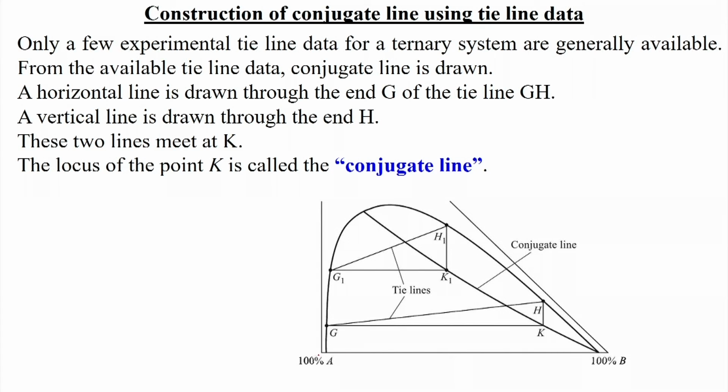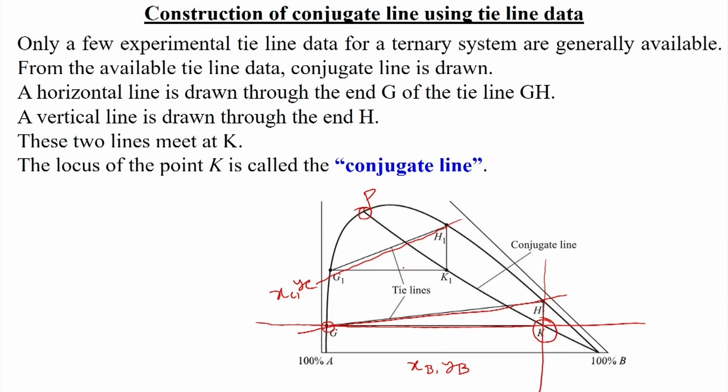Suppose the horizontal axis goes from A to B, this is x b and y b, and this is x c and y c. We know this is the plait point. Say we have two tie lines, this tie line and this tie line. From there, how do we get the conjugate line? Once we have at least these two tie lines, we can get the conjugate line. From this lower raffinate point we draw a horizontal line, and from the extract point we draw a vertical line. Where they meet, let us take this point K.